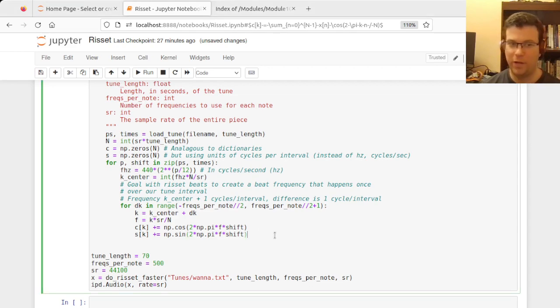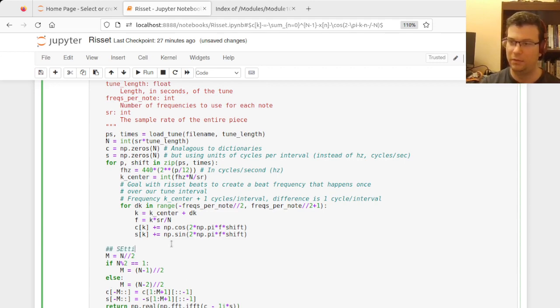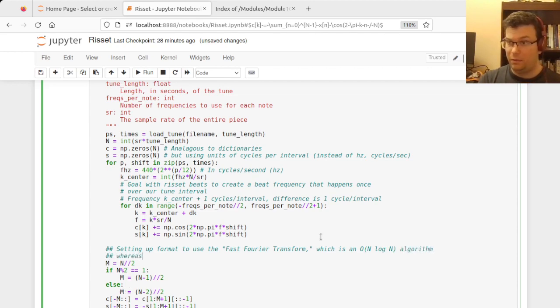And I wrote some code ahead of time that I'm just going to plop in here. You don't have to worry about it too much, but I'm setting up the format to use the fast Fourier transform, which, for those who've had data structures, is an O of n log n algorithm, whereas the brute force version we implemented above is big O of n squared.